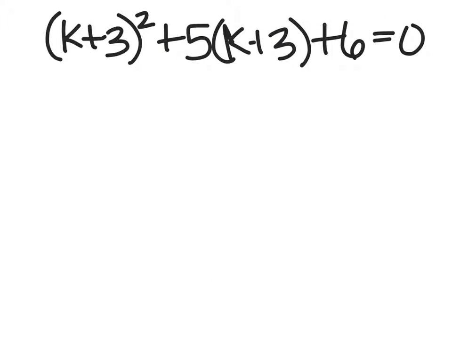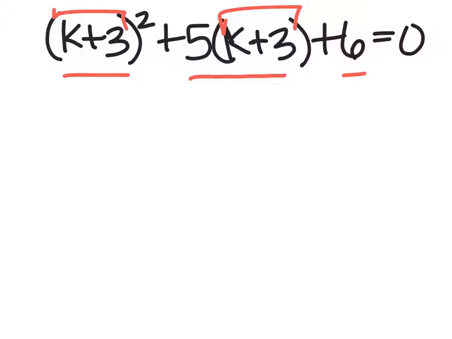For the second type of problem that we're looking at, we're going to be looking at substitution. So when you look at a problem like this, you notice a few things. It looks like it's in standard form. I've got a squared term plus some sort of a middle term plus a constant. The one thing I do notice is the k plus 3's are quantities, but they're the same quantity.